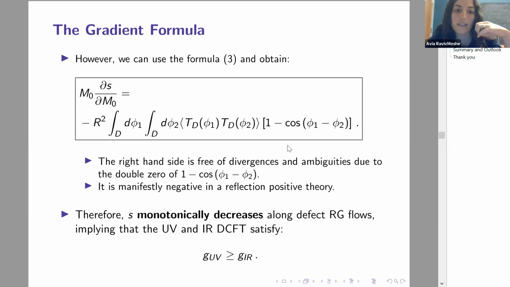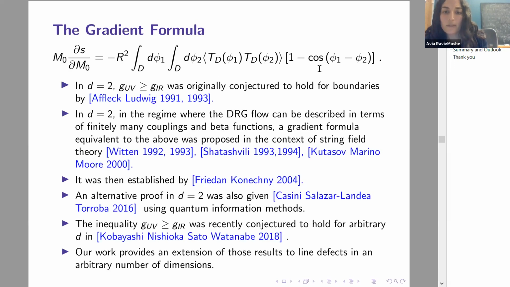Now in here, the right-hand side is free of any divergences and ambiguities due to the double zero in the 1 minus cosine of the relative angle. And it is manifestly negative in a theory which has reflection positivity. Therefore, this means that the defect entropy S monotonically decreases under a defect RG flow, which implies that the UV and the IR DCFTs must satisfy G_UV larger or equal to G_IR. So this is the gradient formula.